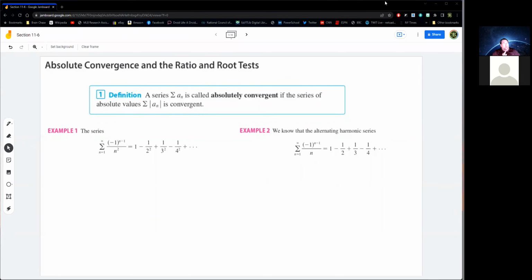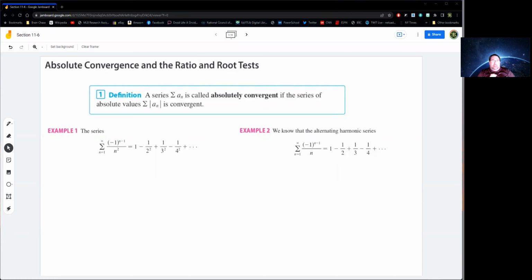All right, so we have the last of the tests for convergence tonight. There's really two tests, the ratio and the root test, which we're going to talk about in a little bit. But before we get to those, we want to talk about what's known as absolute convergence.